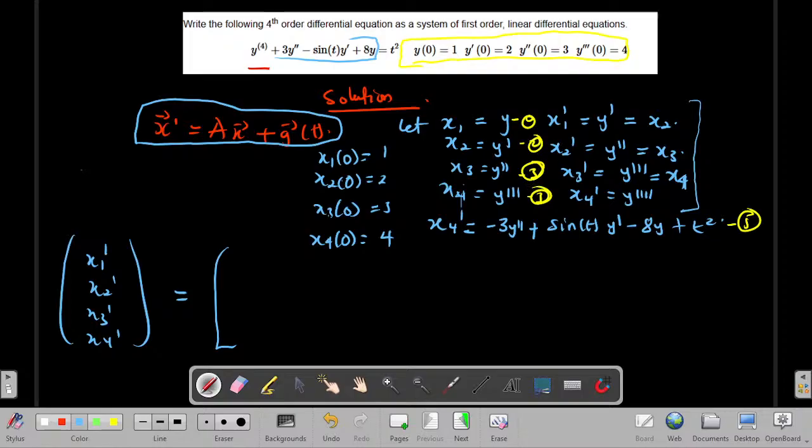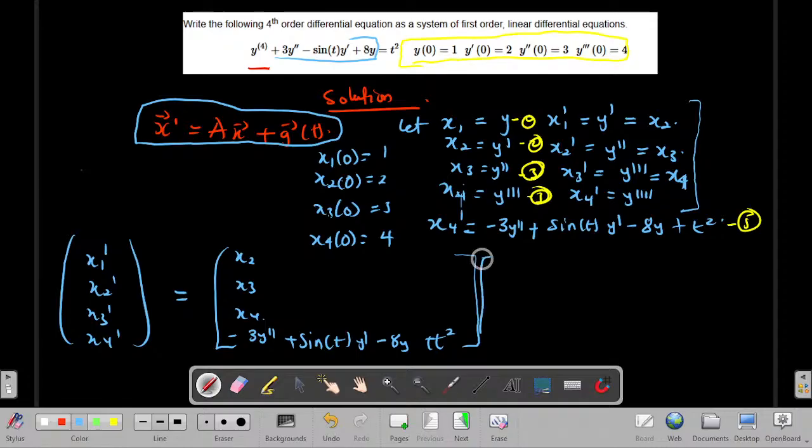So let's see. Now, remember that my x1 prime was equal to what? X2. Is that not it? So here becomes what? X2. My x2 prime becomes what? X3. Then my x3 prime became x4. Is that not it? And my x4 prime became what? This whole equation, which is negative 3y prime prime plus sine of t y prime minus 8y plus t squared. Okay. So this is my coefficient matrix here.